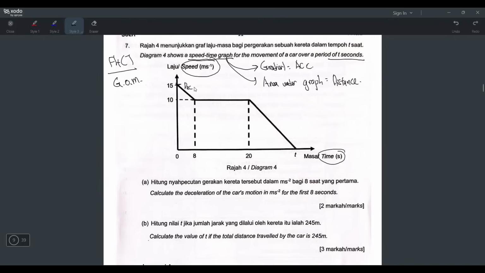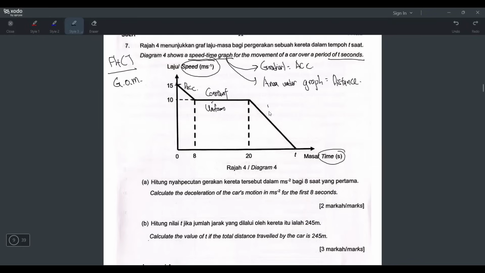So we call this decelerate. Yeah, pecutan. And then what happens here is the speed stays at 10. So what do we call this? Constant speed ataupun uniform speed. Dalam bahasa Melayu, kelajuan seragam. It means it's still moving, but it's moving with the same constant speed at 10 meter per second. Dia ada gerak juga, but it's at the constant speed.